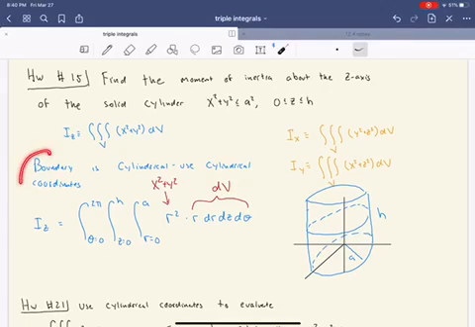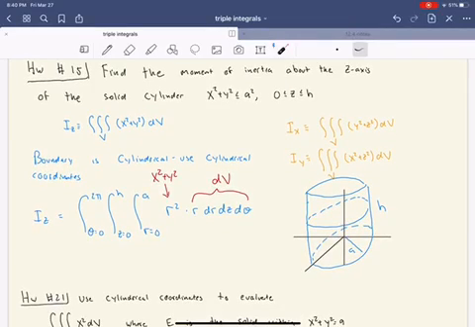So this boundary here, our region, is a cylinder. So we'll naturally use cylindrical coordinates. Now, I wrote here the moment of inertia about the z-axis.